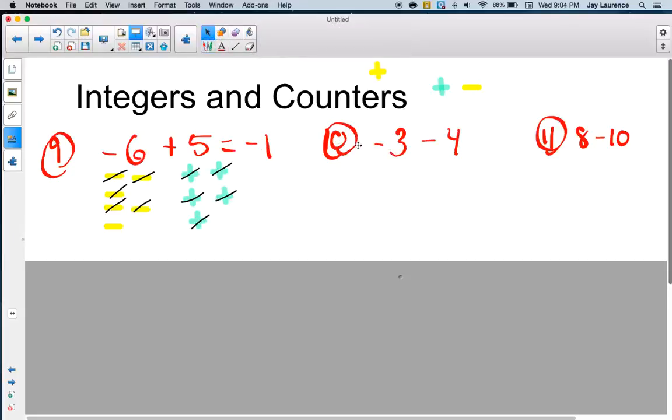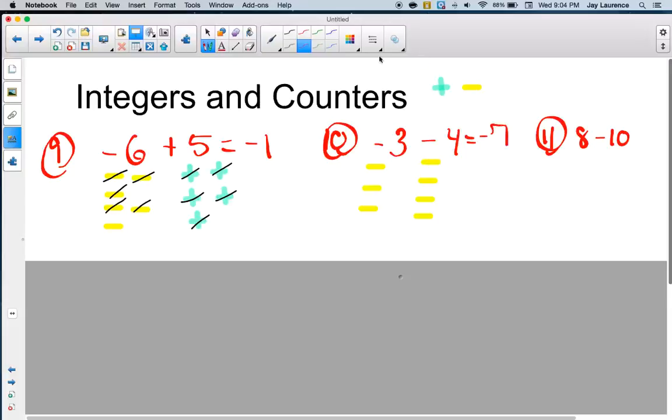Okay, so problem number 10, I have -3, so therefore I need 1, 2, 3 negatives. Then I need -4, so I need 4 more negatives. 1, 2, 3, and 4. Okay, is anything going to cancel? No, because positive and negatives cancel each other out, but negatives don't cancel out by themselves. So nothing's canceling. I'm going to see what I have. I count up 7. 7 what? 7 negative symbols. Therefore, I have -7.